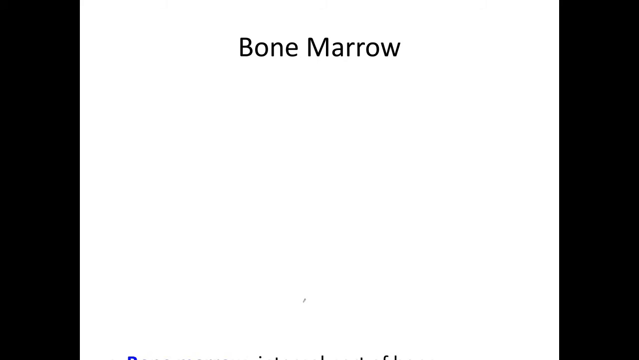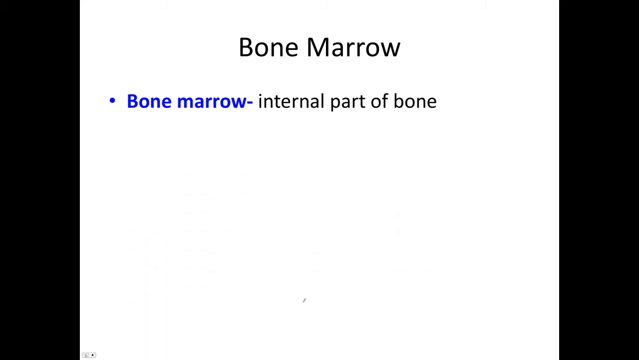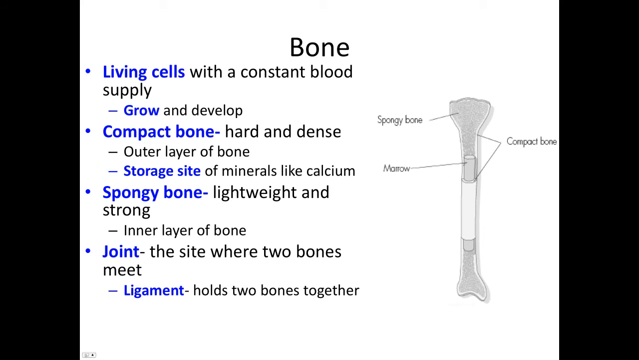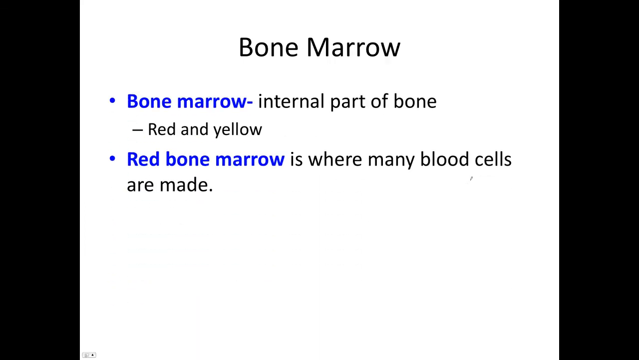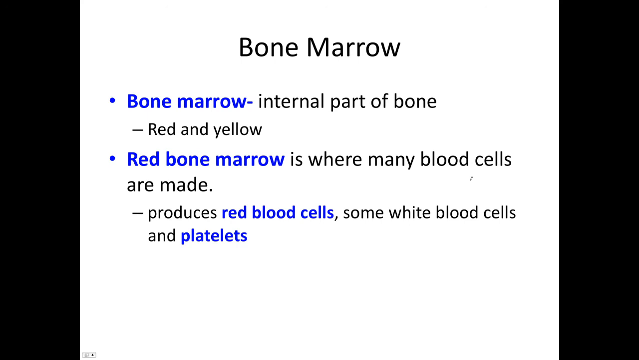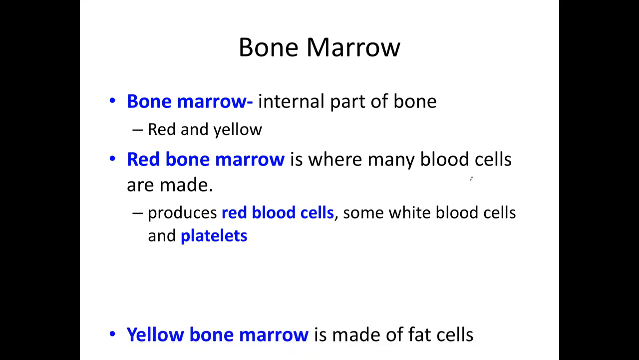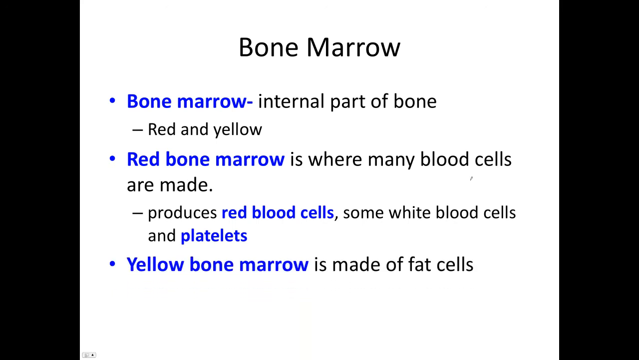And last but not least, bone marrow. There are two types of bone marrow, and they are found in the internal part of a bone. Let's just take a look and go back and see where the bone marrow would be in this bone. Bone marrow is found right here. There's this hollow cavity in the middle of the bone where we're going to find our two types of bone marrow. There is red and yellow bone marrow. Red bone marrow is where many blood cells are made, specifically red blood cells, some white blood cells, and platelets. Think red for red blood cells. And yellow bone marrow. Yellow bone marrow is made up of fat cells. Think yellow for fat.